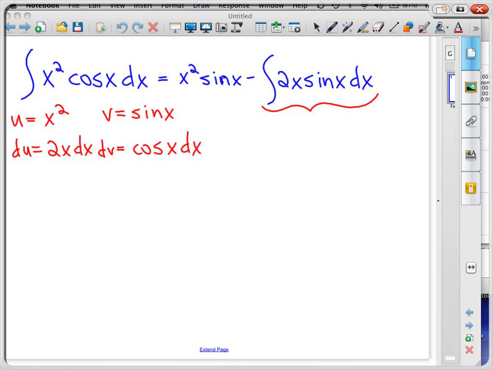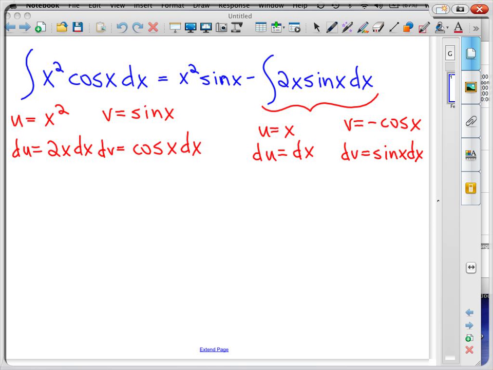So we're going to let u this time equal x. We're going to let dv equal sine of x dx. We're going to let v equal negative cosine of x, since that's the antiderivative of sine of x. And that makes du equal to dx. Now you notice I didn't include the 2 because we're going to pull the 2 out of the entire integral in just a moment. So let's see what exactly we have now.